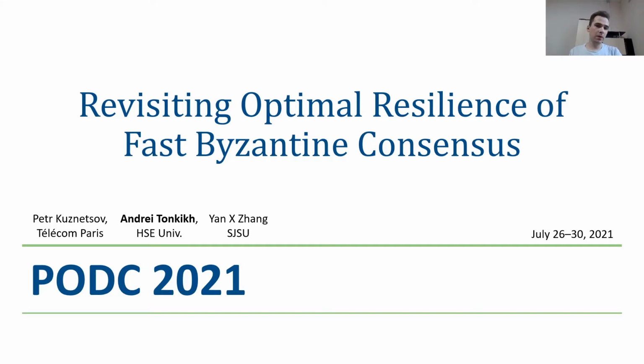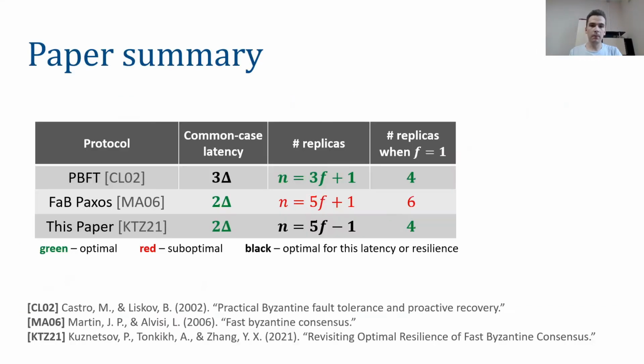Today I will present a paper called Revisiting Optimal Resilience of Fast Byzantine Consensus. This is joint work with Petr Kuznetsov from Telecom Paris and Yan Zhang from the San Jose State University. In this paper, we establish optimal resilience for fast Byzantine consensus. An N-process protocol can tolerate F failures if and only if N is at least 5F-1. This improves the famous FaB Paxos protocol.